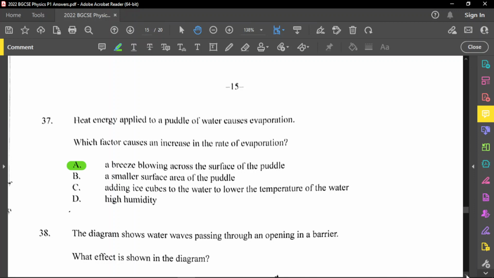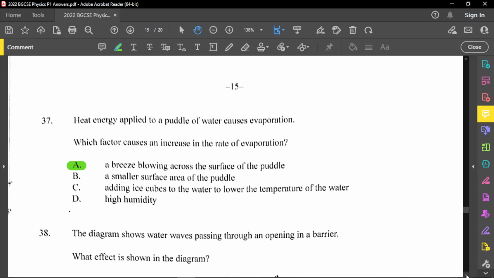A small surface area means the water will be clustered together, which means it's going to be harder to evaporate. If you spread it out, the water will evaporate much more easily. So a thinner layer of water, in other words, will evaporate much faster than a compact or greater depth of water. Of course, adding an ice cube is going to make it cooler, so it requires more heat to cause evaporation. High humidity means a lot of water is already in the atmosphere, so it's going to be difficult to put more in the atmosphere by evaporation.